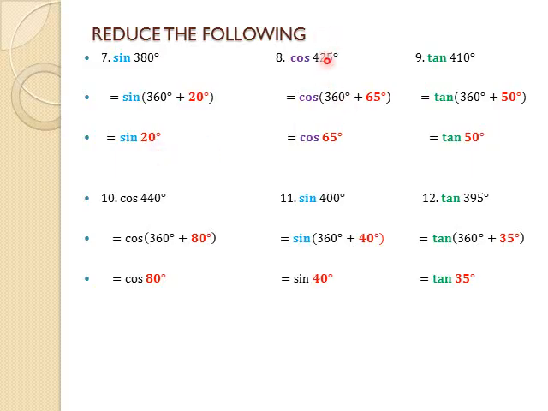425, if I remove 360 from there, 360 plus 65. One full rotation, I'm back where I started. So that simply becomes cos 65. Same thing with 410. Say 360 plus 50, or I can just say 410 minus 360. But one full rotation and I'm back where I've started in the first quadrant for all three of them. tan 50 degrees. Then I have cos 440.